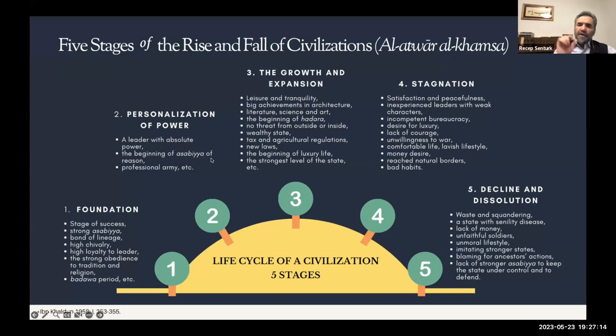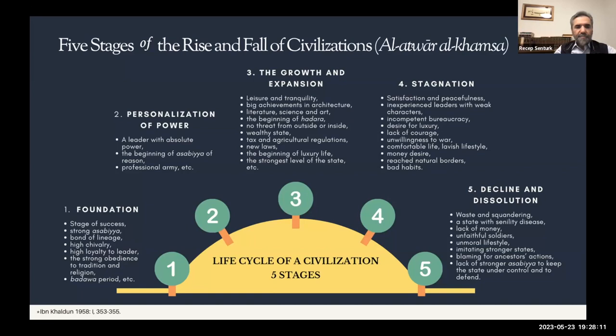He used some criteria for all these stages, in particular, the concept of asabiyya. And asabiyya, according to him, is very strong in the beginning of a civilization, of a state. But the more a society develops, increases its prosperity, gets richer, asabiyya gets weaker. And eventually, in the fifth stage, asabiyya reaches its weakest level, and this is the end of the society.